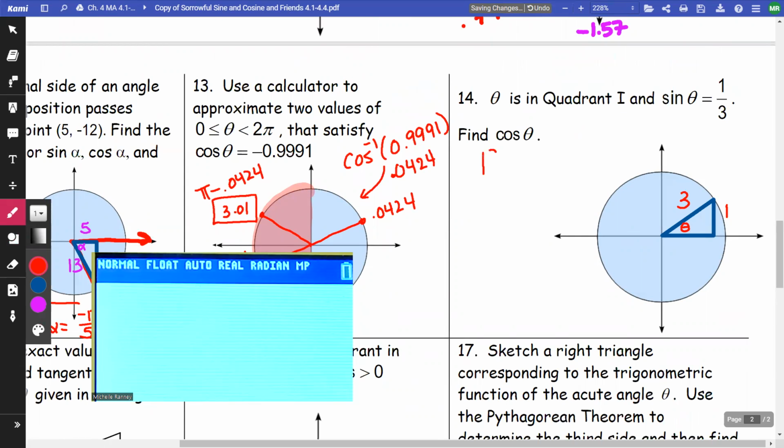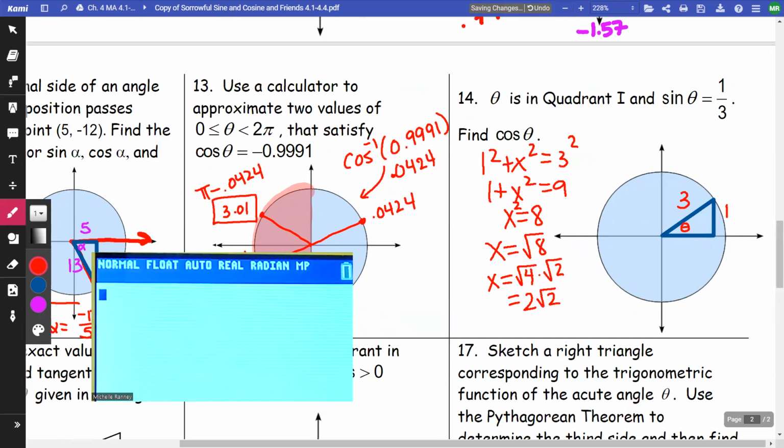And so I'm basically going to go 1 squared plus x squared equals 3 squared, or 3 squared minus 1 squared. So I'm going to get 1 plus x squared is equal to 9. So I get x squared is equal to 8. So x is going to be the square root of 8. Now I'm going to clean up the square root of 8 because that really could be the square root of 4 times the square root of 2. So I can clean this up to 2 root 2. So this is a 2 root 2.